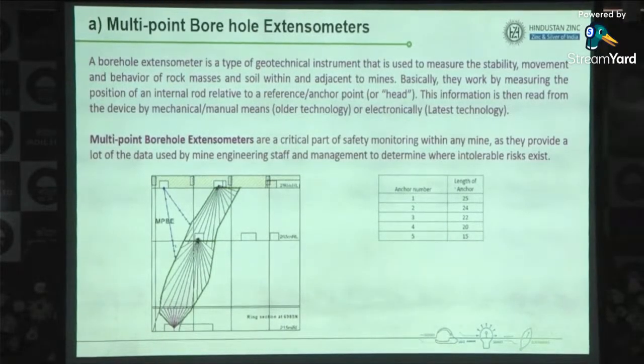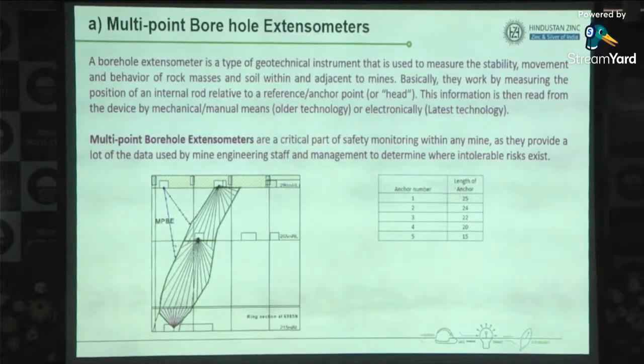Most of the people know how an MPBX works, but I am still explaining with the figure. Suppose this is our hanging wall. In the ore body we have one hanging wall and one foot wall. The hanging wall has a tendency to fail toward the open stope. We have a drive known as the exploration drive, from where we do exploration. From that drive we put a long hole, and in the same hole we put MPBX anchors at different depths, like 25, 24, 22.